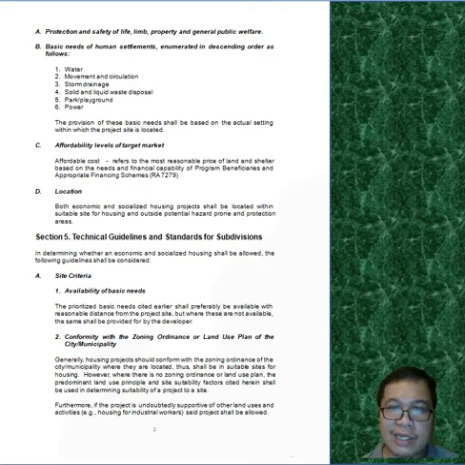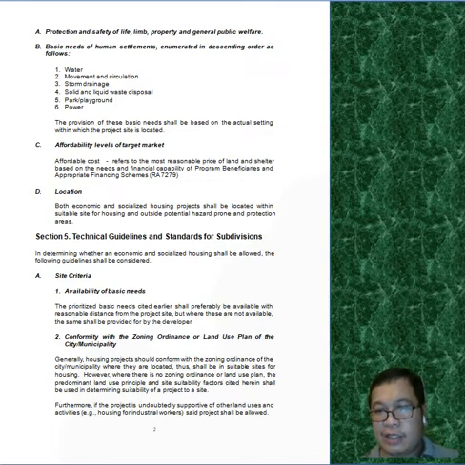So both economic and socialized housing projects shall be located within suitable sites for housing and outside potential hazard-prone and protection areas. Okay, class, so what does this mean? When you have socialized housing, it doesn't mean that because it's socialized you're going to locate it in a geohazard area. You have to make sure that the area is still safe. Okay? So these are its four considerations.